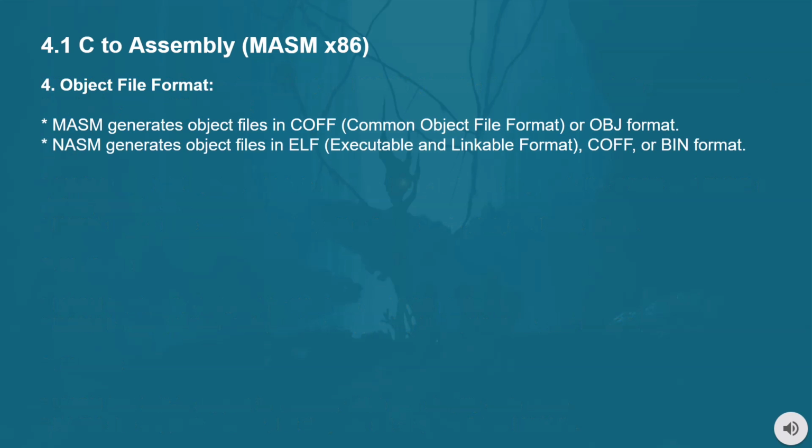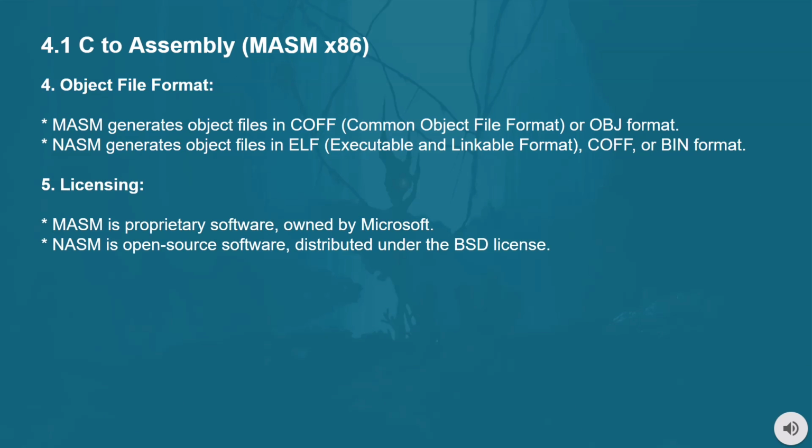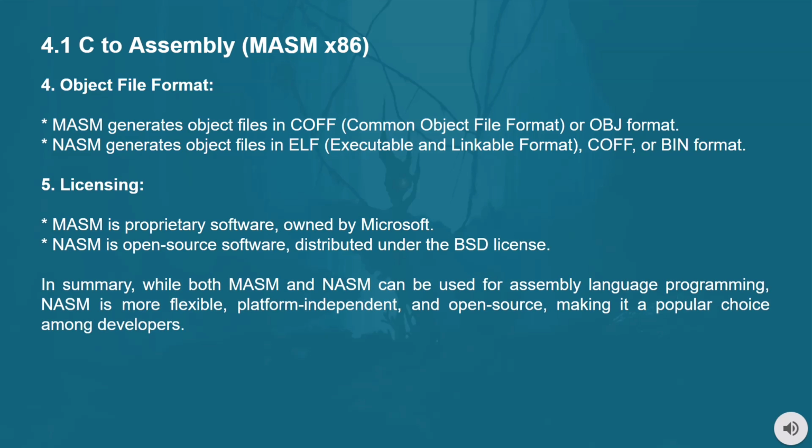MASM and NASM differ in object file formats (MASM: COFF/OBJ; NASM: ELF/COFF/bin) and licensing (MASM: proprietary; NASM: open source), making NASM a more flexible and popular choice for assembly language programming.